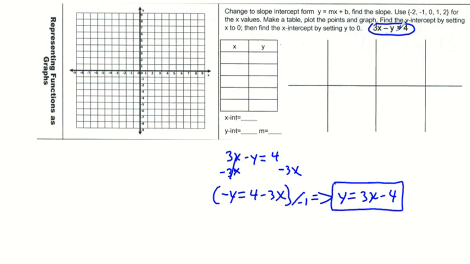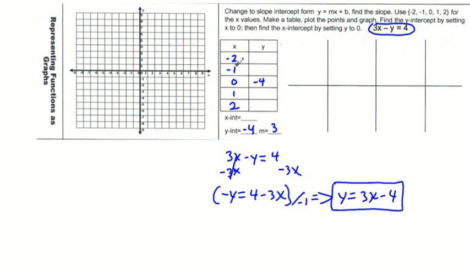And it says use negative 2, negative 1, 0, 1, 2 for x values. So negative 2, negative 1, 0, 1, 2. And if we plug in 0 into our slope-intercept form, we get y equals negative 4. So we can just put negative 4 here. And it says y-intercept down here, negative 4. Well, m is our slope. y equals mx plus b. Well, m is equal to 3.